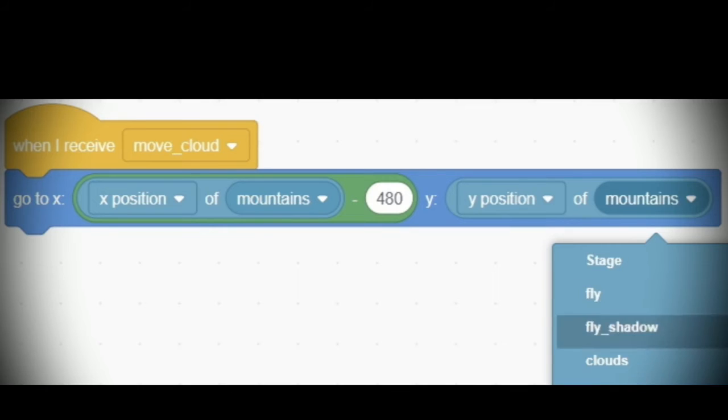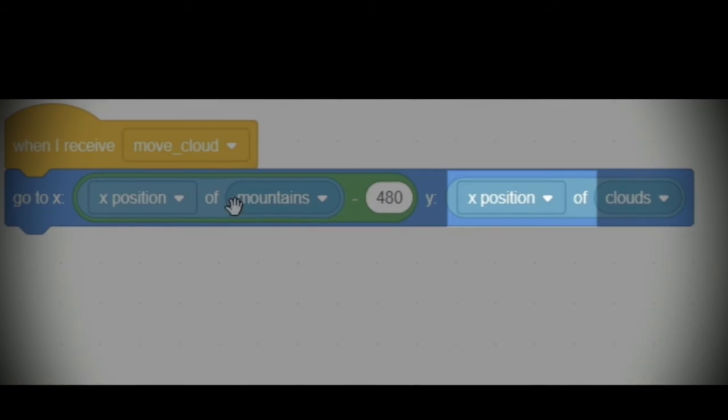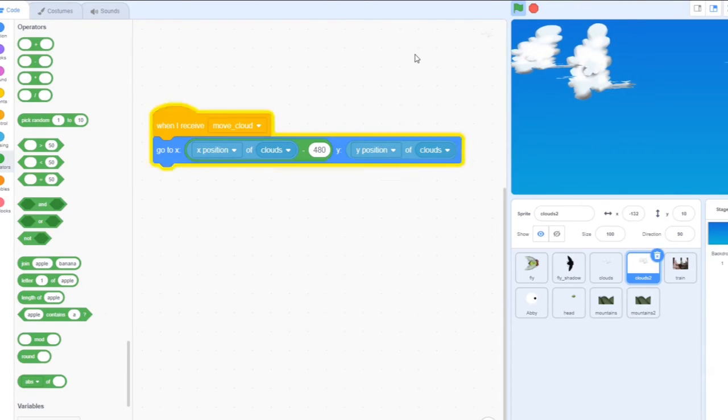When I changed the sensing block to go from the Y position of mountains to the Y position of clouds, it reset to be the X position of clouds, and I didn't notice. Does that make me a bad person? No, that particular thing does not.